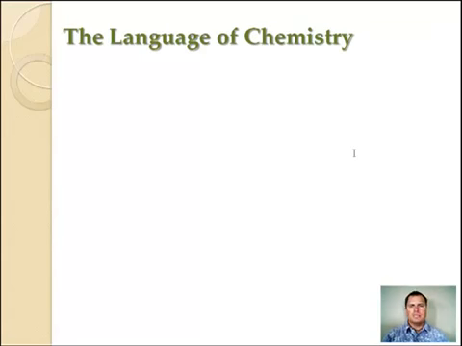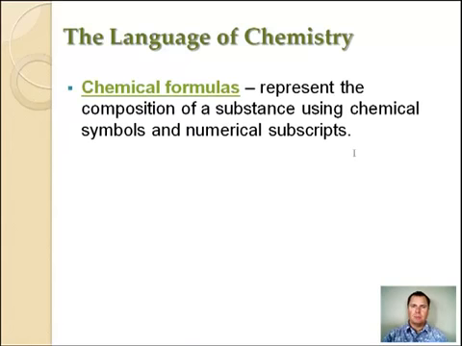Once we have these compound words, we need a way to write them out, and that becomes a chemical formula. A chemical formula is simply a representation of the composition of a substance using chemical symbols and numerical subscripts. For example, H2O for water, NaCl for sodium chloride, CH4 for methane. You've seen these already. You know what these are, but you just want to give them their correct name.